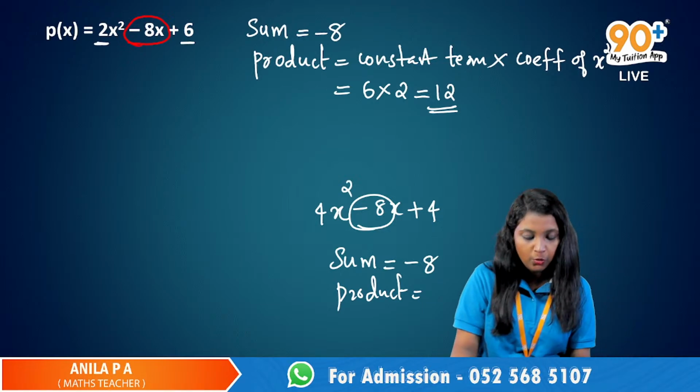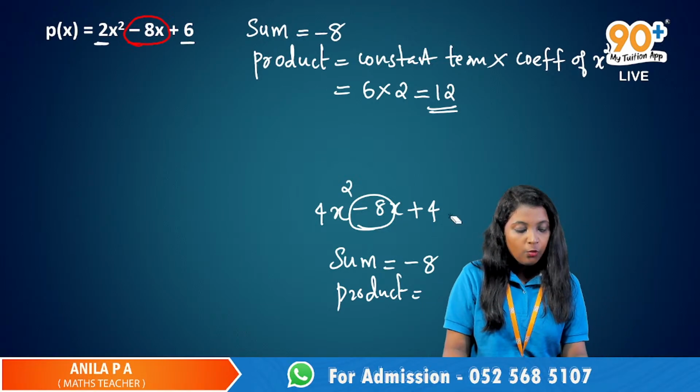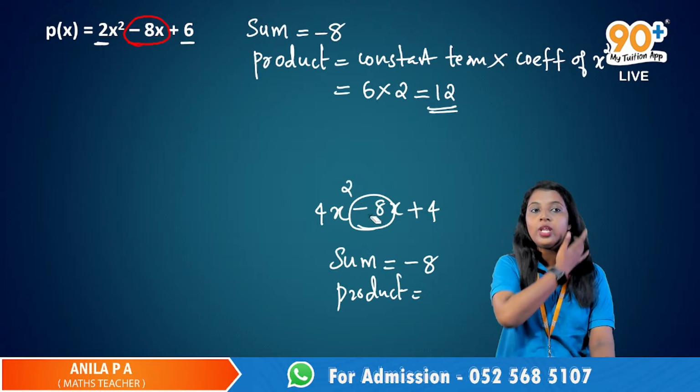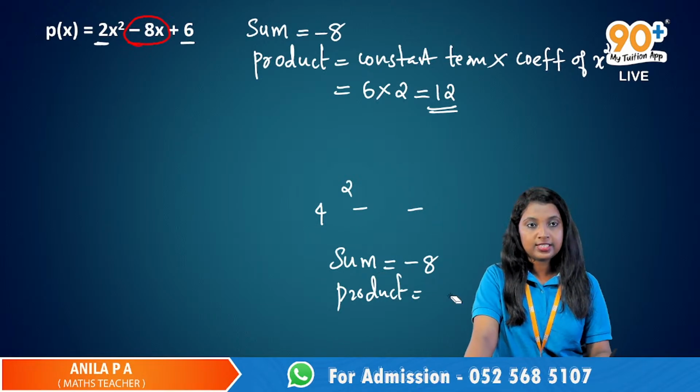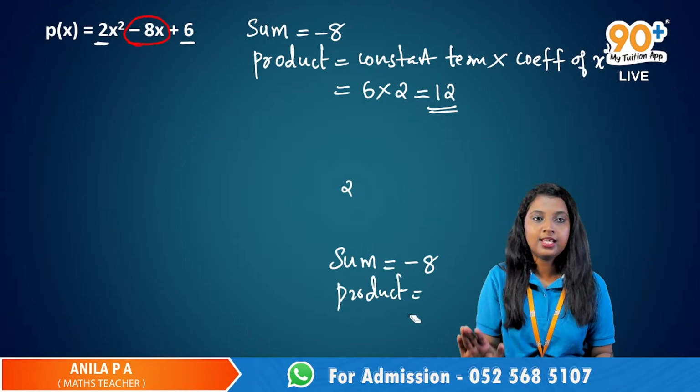That is how it works. Whenever we have such things, we have to find two numbers such that their sum is the coefficient of the middle term and product is the constant term into the coefficient of x square, or the first term. Up to this part it is clear, right?